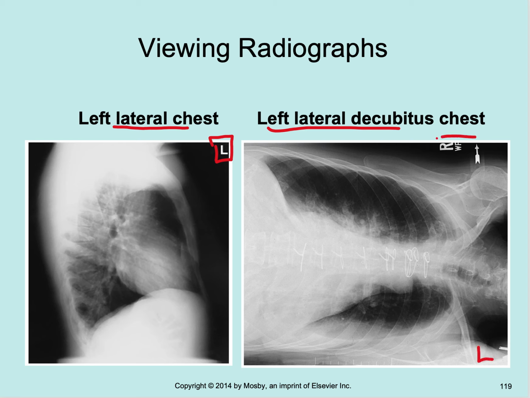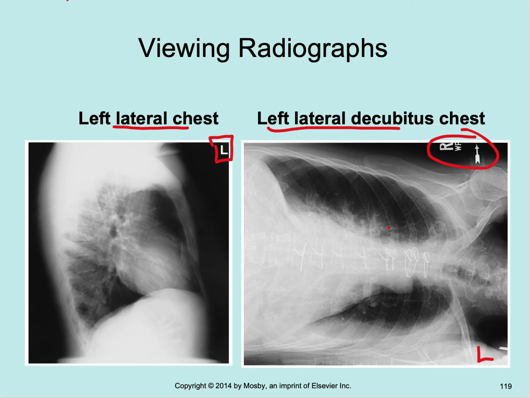We mark the side that's up. So we're talking about the left side down. That's why it's a left lateral decubitus. For air fluid levels, normally these images are twisted and sent to the radiologist in anatomic position.